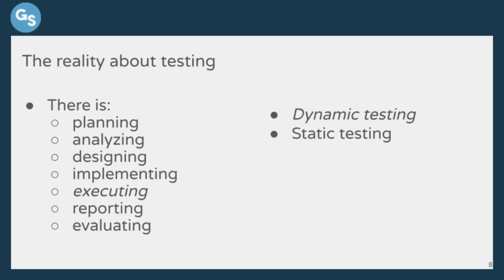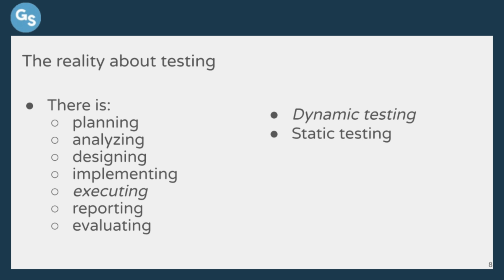As we will see later in this course, software testing is a whole process that consists of many different activities. Running, or as we say executing, tests is only one of these activities. There are more activities such as test planning, analyzing, designing and implementing tests, reporting test progress and results, and evaluating the quality of what we are testing.